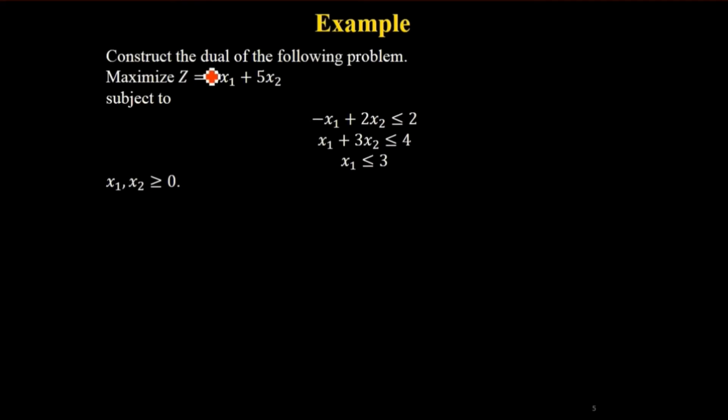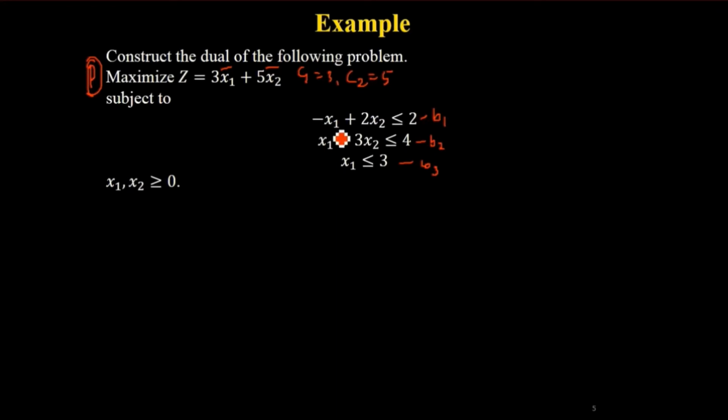So to construct the dual of the following problem, that means this is the primal problem, okay, we have to find out the dual of this. So it is a maximization problem, maximize z equal to 3x1 plus 5x2, this is the c1 value, this is the c2 value 5. So c1 is 3, c2 is 5, clear. Now subject to the constraints, minus x1 plus 2x2 less than or equal to 2, so this 2 is b1, x1 plus 3x2 is less than or equal to 4, this is b2, 4, x1 is less than or equal to 3, so b3 is 3.